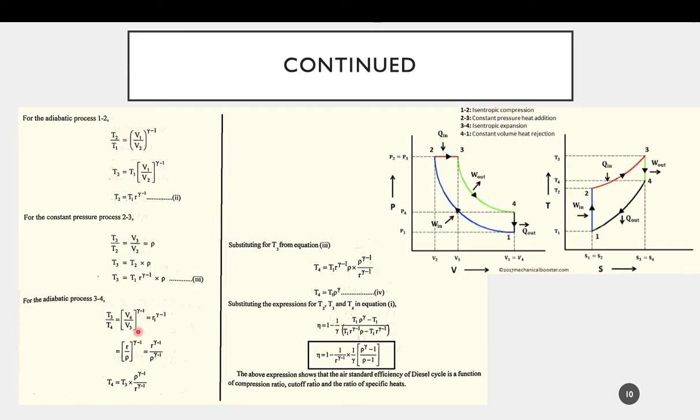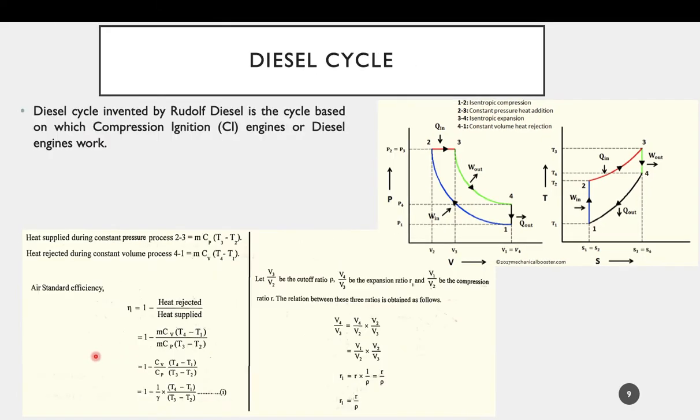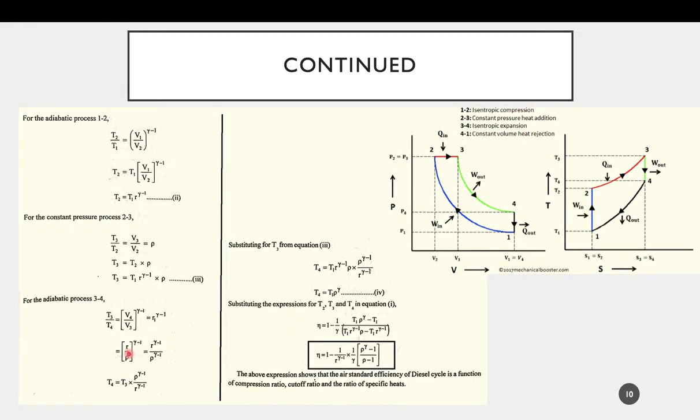V4 by V3 is the expansion ratio R1 raised to gamma minus 1. Now R1, you already know what R1 is. We have derived an expression for R1 previously. R1 is R by rho. So substituting that here, we have R by rho raised to gamma minus 1, that is R raised to gamma minus 1 by rho raised to gamma minus 1. So we have T3 by T4 is equal to R1 raised to gamma minus 1.